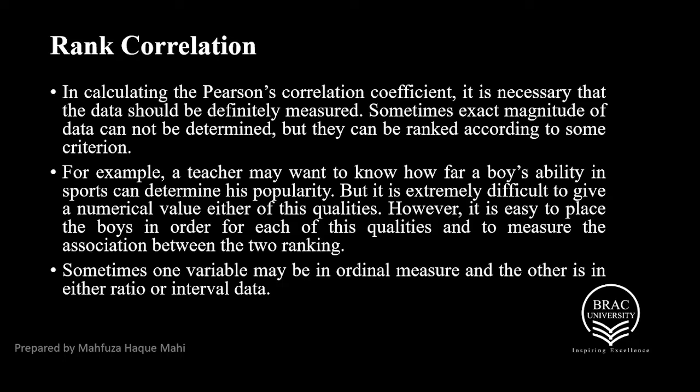For example, a teacher may want to know how far a boy's ability in sports can determine his popularity. But it is extremely difficult to give a numerical value to either of these qualities. However, it is easy to place the boys in order for each of these qualities and to measure the association between the two rankings. Sometimes one variable may be in ordinal measure and the other is in either ratio or interval data.